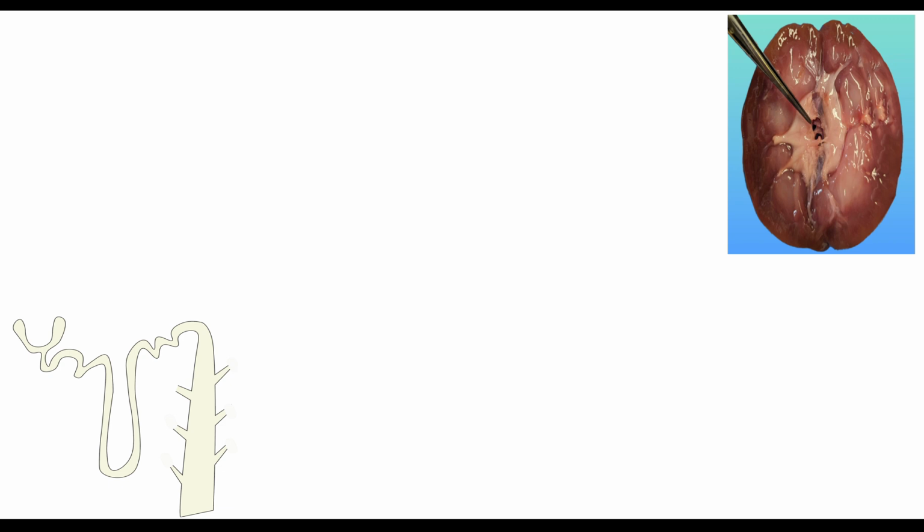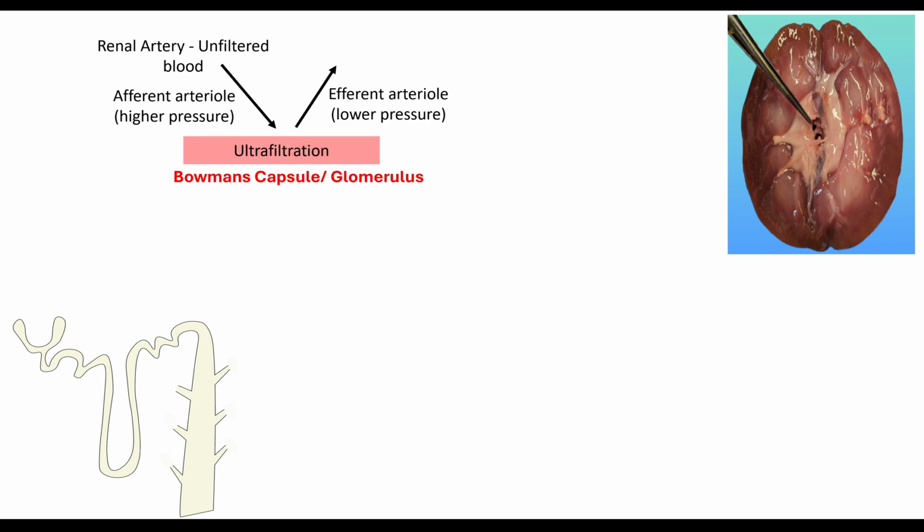So it's important that we remember the function of the kidneys. We have the renal artery, which is providing this unfiltered blood. We have our afferent arteriole with our high blood pressure. We have our efferent arteriole with our lower pressure. And that results in ultrafiltration occurring at the Bowman's capsule and the glomerulus. That results in filtered blood and our filtrate.